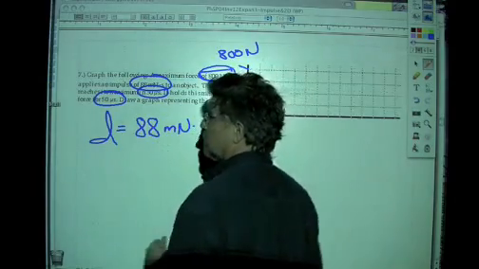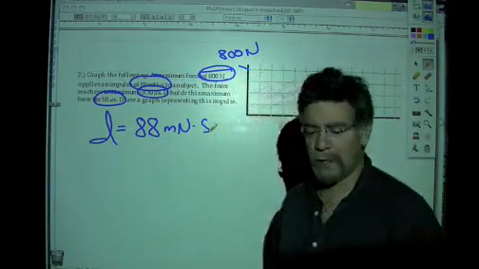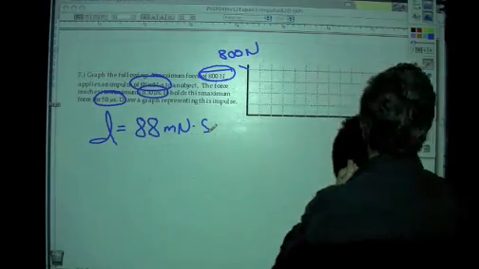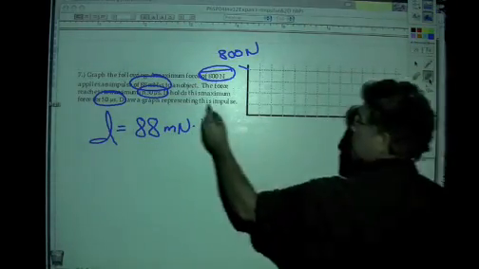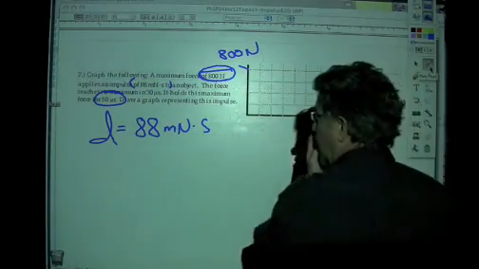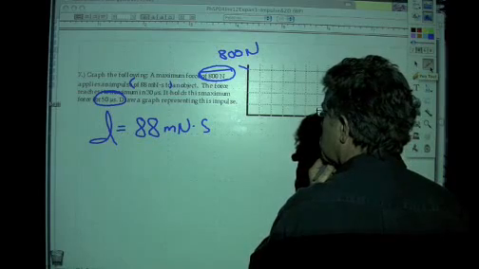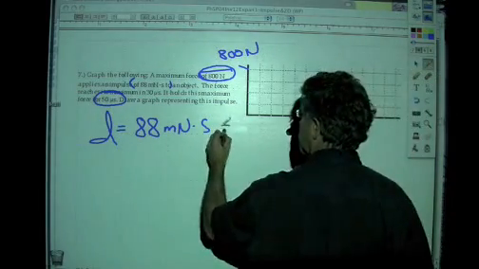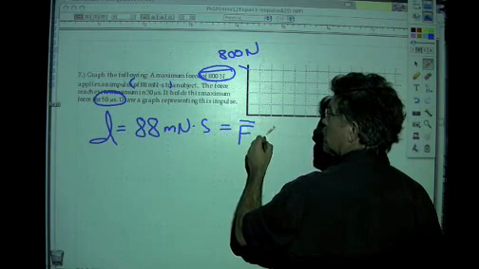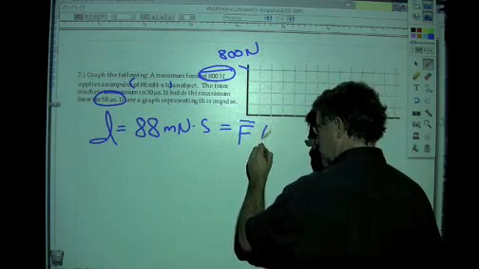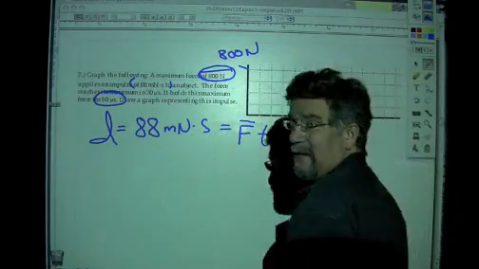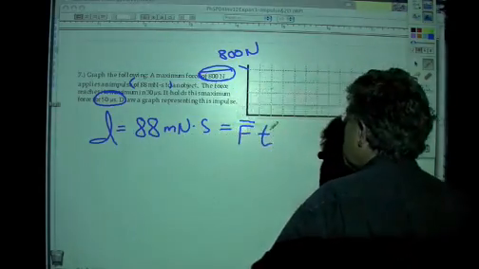So I see groups go to the board and work this problem, and I see them do it every kind of way you can think of. I'll try and show you what I think is the easiest. Okay, that's 30. I know that's equal to my F bar times, and I can't use that 800 because that's not F bar, that's maximum.